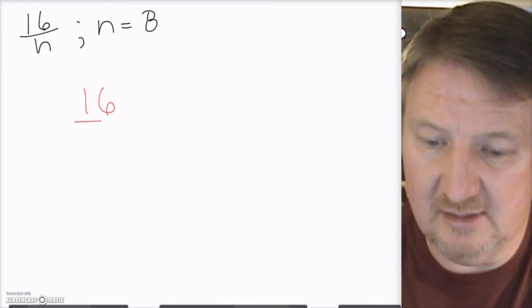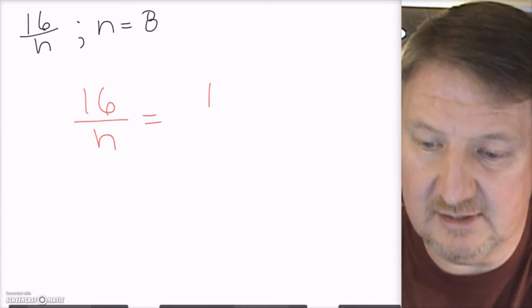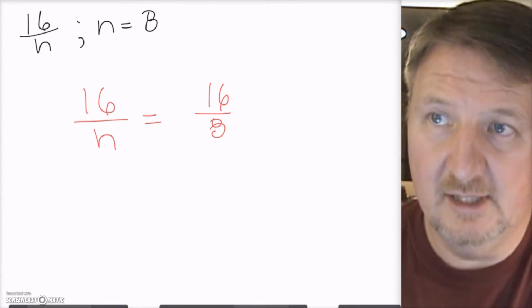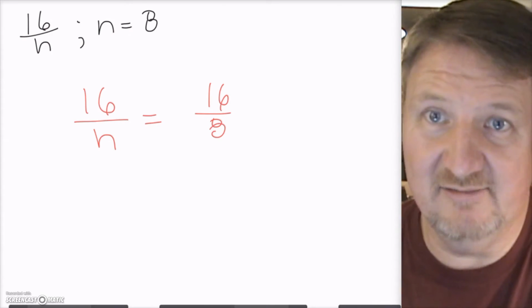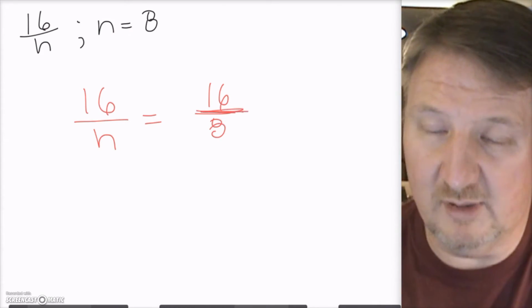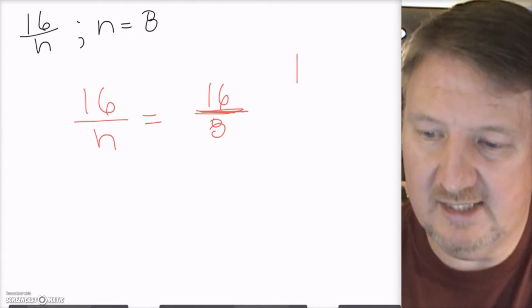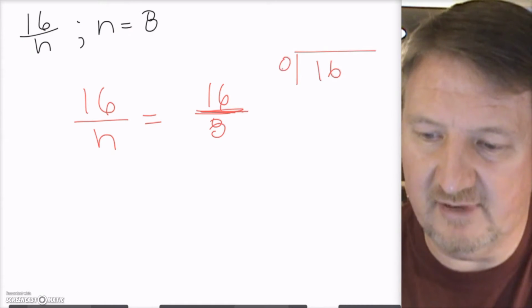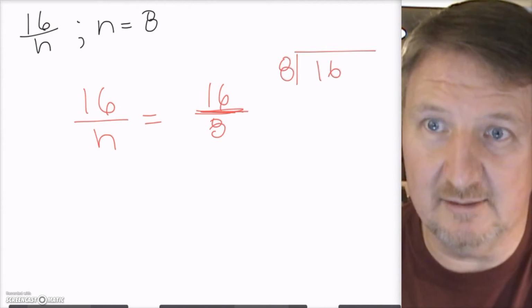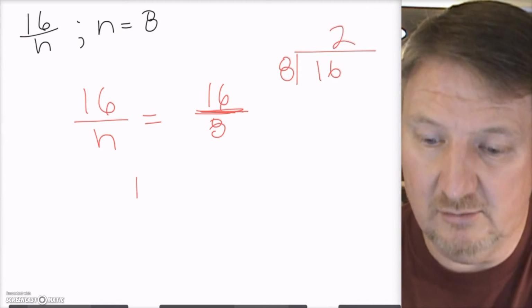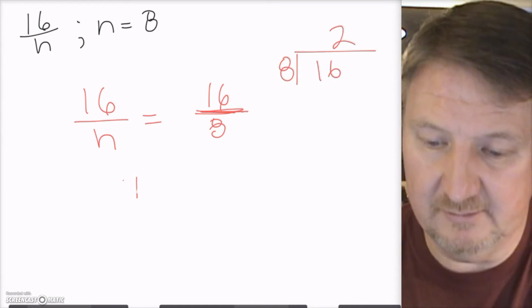So I have 16 over n, and then I'm going to say that's the same thing as 16 over 8. And then I just simplify. What's 16 divided by 8? Because remember, this fraction bar represents division. If you were to write that as a division problem, it would be 16 divided by 8. The top number always goes inside, the bottom number always goes outside. Well, my answer is 2. So my final answer here is 2.